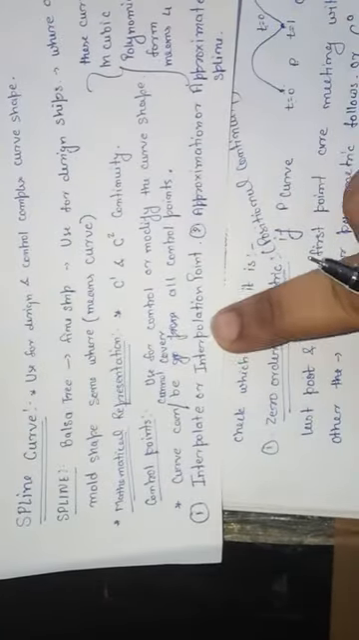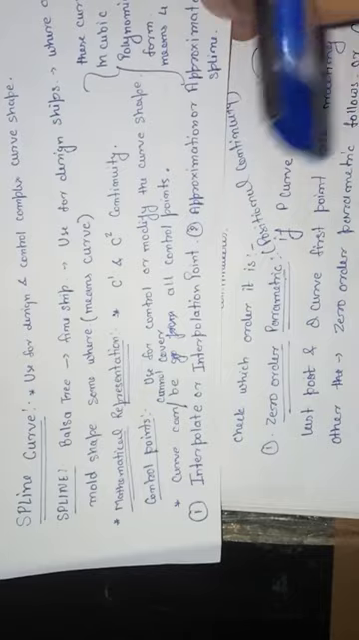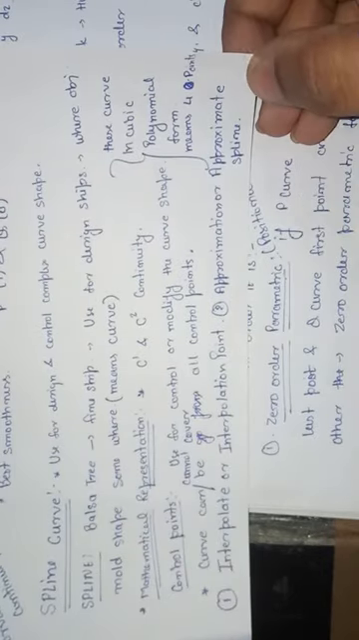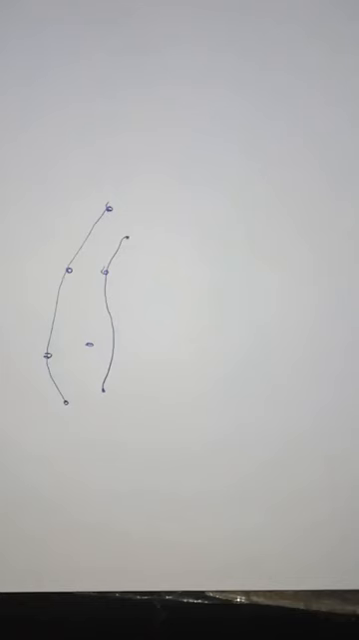The first way is interpolation, or interpolation points. The second one is approximation, or approximate spline. So there are 2 ways to make the curve. Now I am telling you what the difference is between these 2 spline ways.